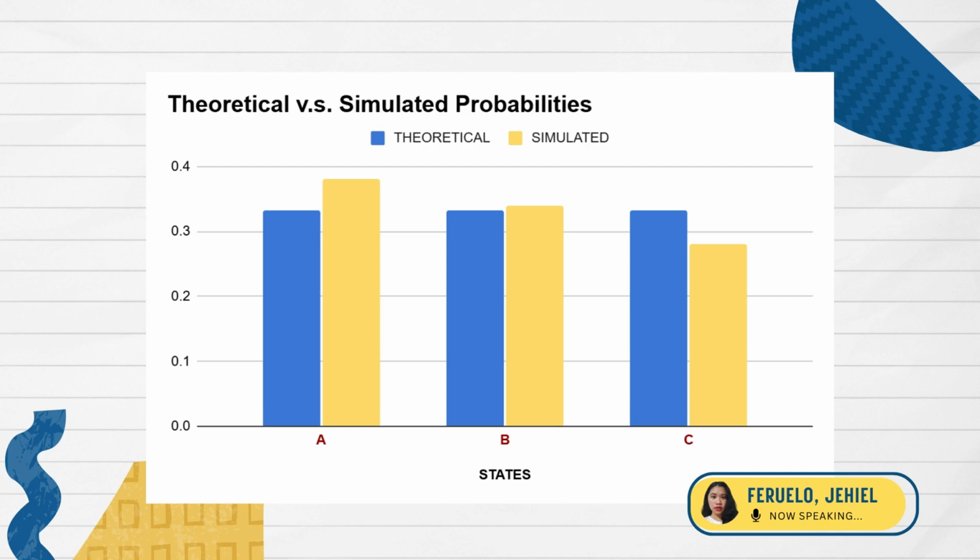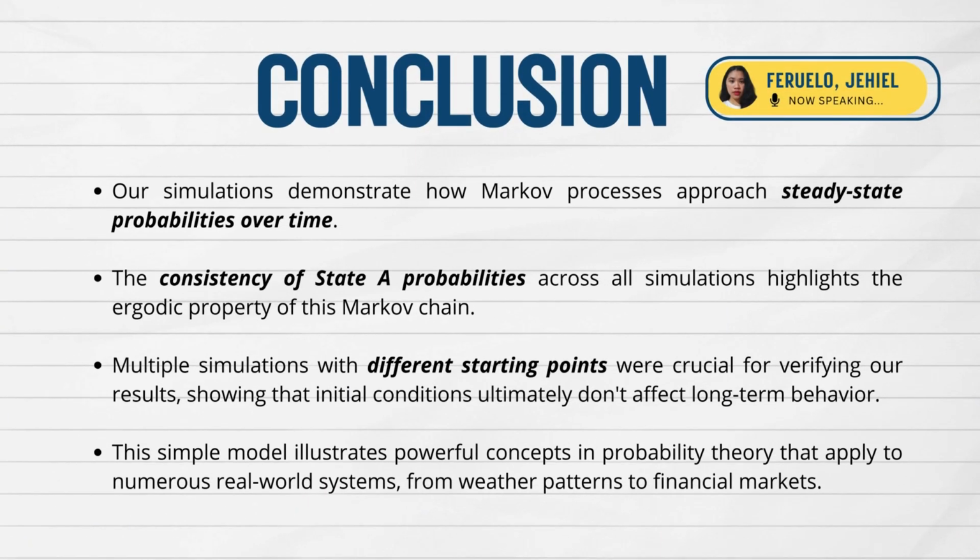The slight variation between the theoretical and simulated values can be attributed to our finite sample size of 50 rolled dice. With longer simulations, we'd expect even closer convergence to theoretical values. To conclude, our simulations effectively demonstrate how Markov processes approach steady-state probabilities over time. What this means is that after enough steps, the system settles into a pattern where the chance of being in any state becomes predictable and stable. Just like how a ball eventually stops bouncing and comes to rest, our Markov chain finds its balance point.